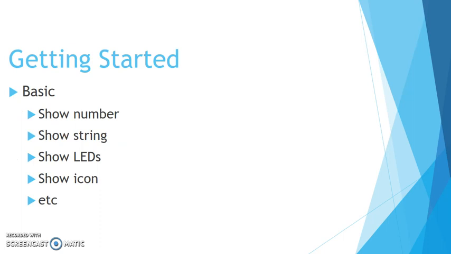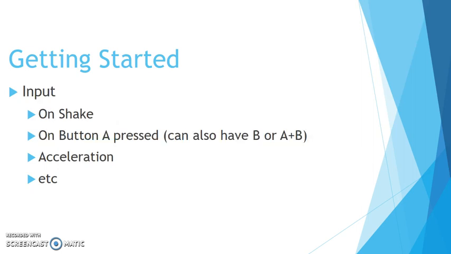So when we go in there, we'll see that there's a basic set of blocks, and that allows us to do things like show number, show string, show LEDs, which allows us to create our own little image, I suppose, on the Microbit. And then we can show icon, which are predefined icons, and there's various other things in there, so we'll have a look at those.